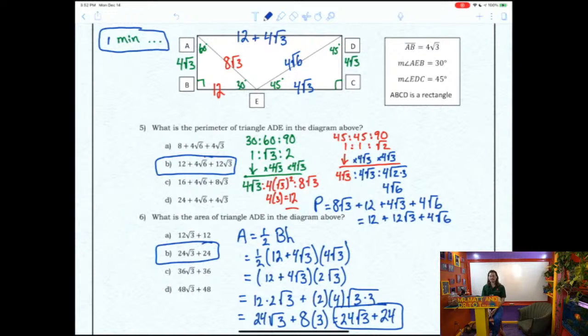And number 6 is asking for the area of that triangle. So the base is the sum of the component parts on the opposite side of the rectangle. So we're going to have 12 plus 4 root 3 as the base, 4 root 3 is the height, and the equation for the area is 1/2 base times height. So applying that 1/2 to the 4 root 3, that's just going to become 2 root 3. And then I'm going to distribute the 2 root 3 to the 12 and to the 4 root 3.